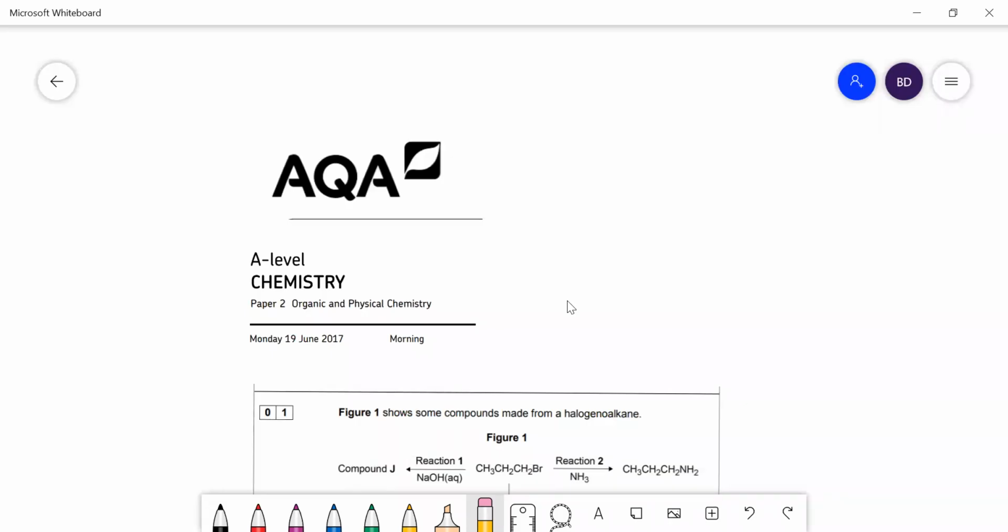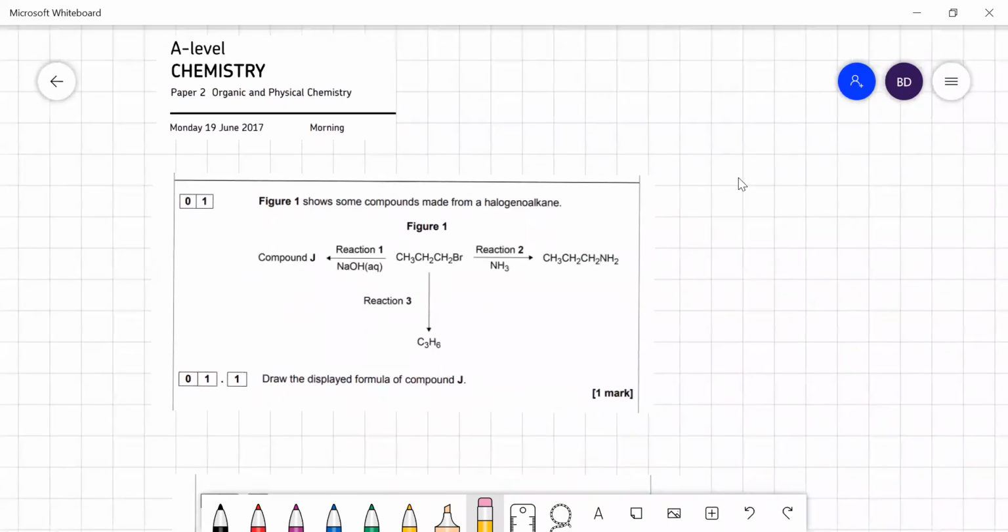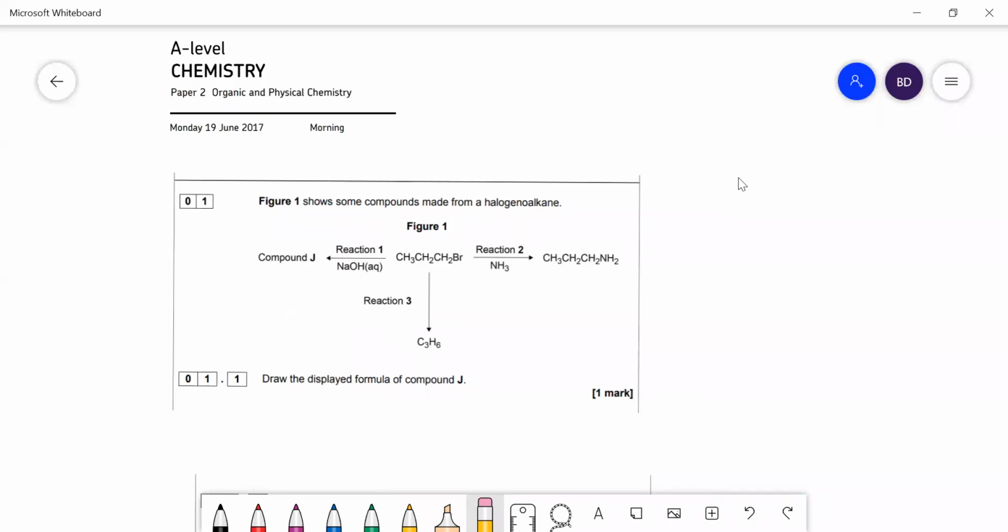Okay, this is Paper 2, AQA A-level Chemistry, June 2017. Right. So first one, we've got a scheme of reactions there, and we've got this haloalkane here in the middle. Okay, and reaction 1, draw the displayed formula of J.